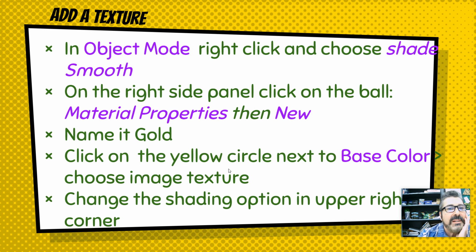On the right side panel, click on the ball, which is for the material properties, and then click new, and we're going to name it gold. Okay. So this is what we're going to do. All right.